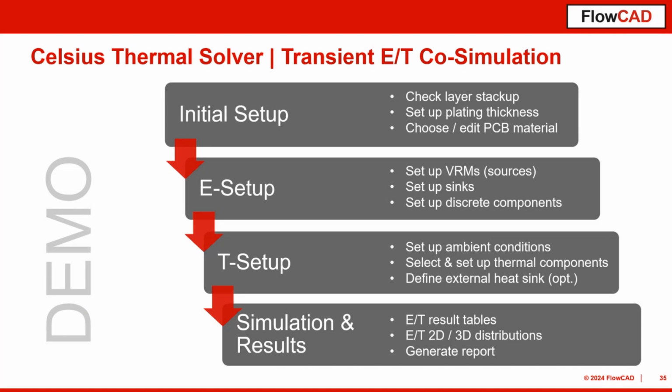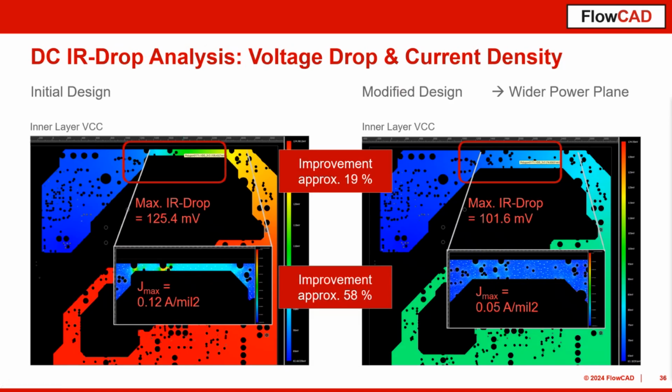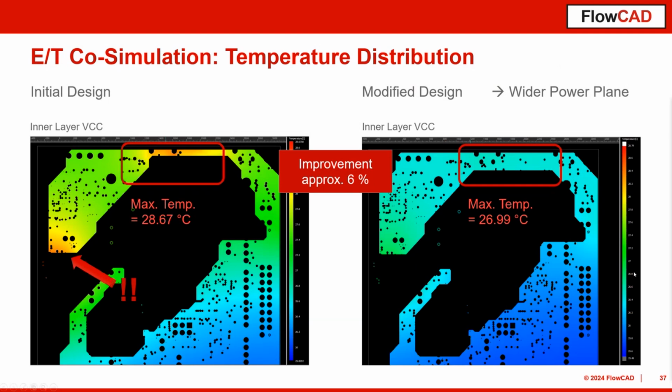So due to the time, I have to switch back now to my presentation, because I want to summarize the results here. In this case, the ET co-simulation, as mentioned, is based on the RDROP analysis, but it also includes the thermal aspect. And as expected, where we have this very narrow shape, the temperature is of course higher than in the case where we have expanded the shape.